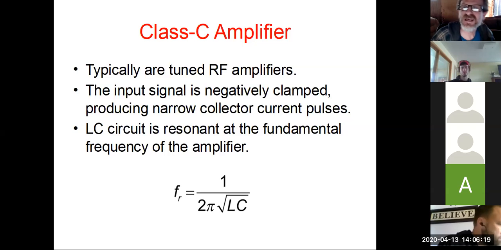And it is negatively clamped. The reason being is because we do want to keep it tight. What we're trying to do is keep the collector restricted. We're not going to allow through all AC input in this case. All we're going to let through is what we specifically designed this particular amplifier to do. So there are applications for this.